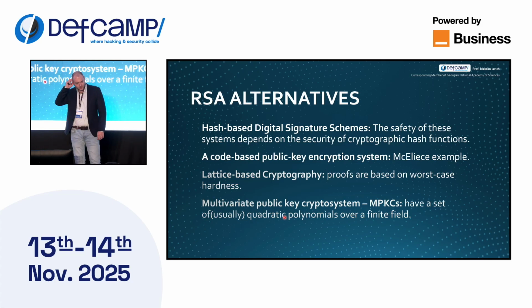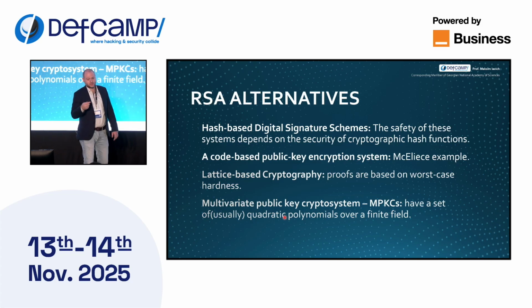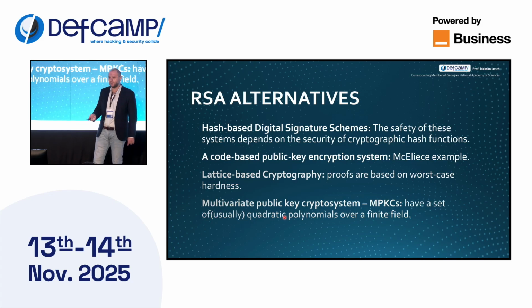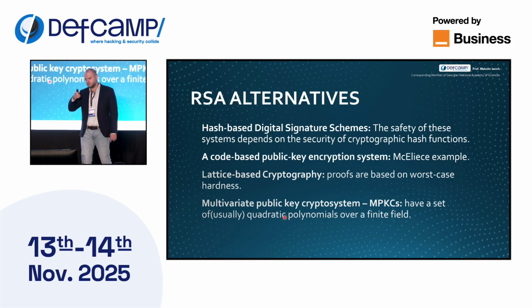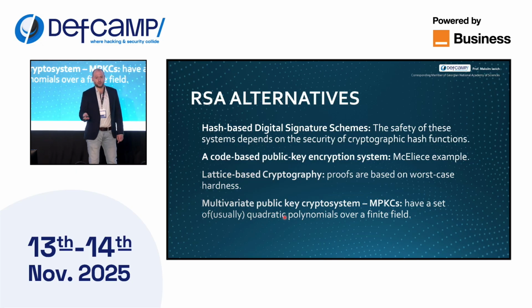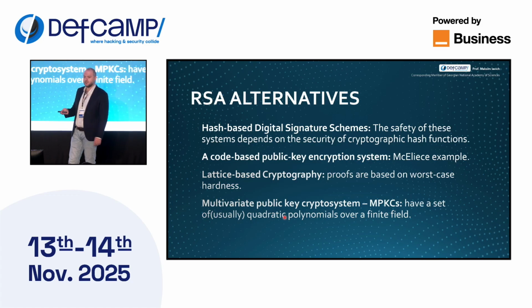Okay, we need RSA alternatives, we need crypto systems which will work in the post-quantum epoch. The scientists have been working in this direction for many years. They offered 4 families of alternatives. The first one is hash-based. It's based on hash functions about which we talked. The hash function must be collision resistant.